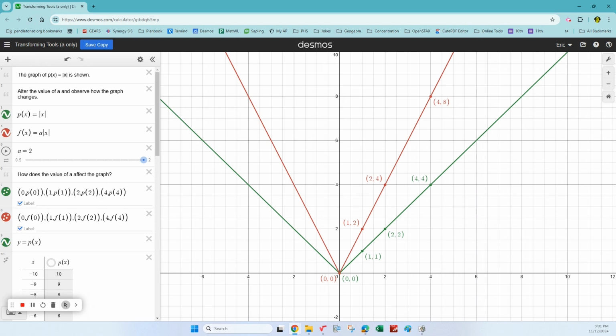What would happen if I multiplied this function by 3? Instead of multiplying by 2, what's going to happen to this thing if I multiply by 3? It's going to stretch it even more, right? Now I'm going to stretch it so it's 3 times as tall as it was originally, right? So look at this.